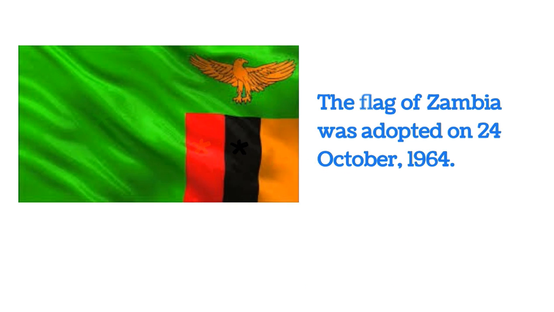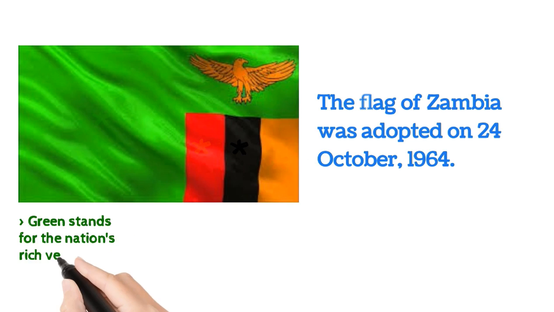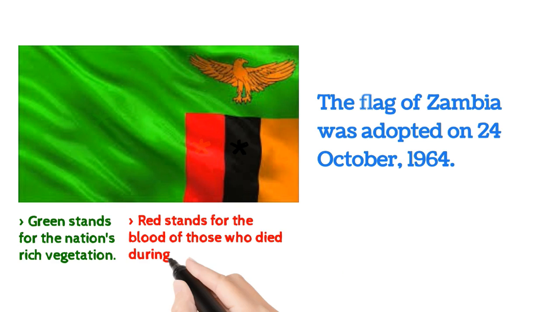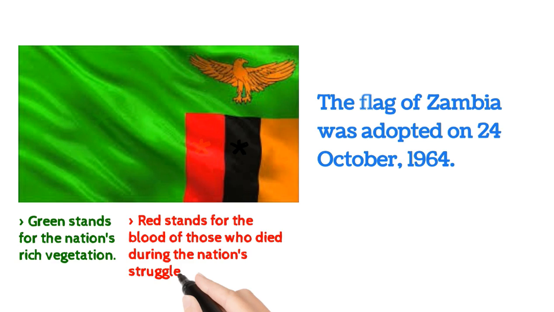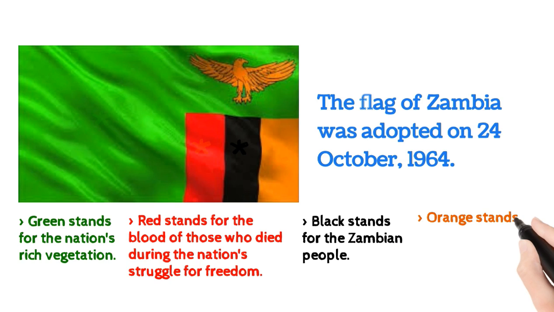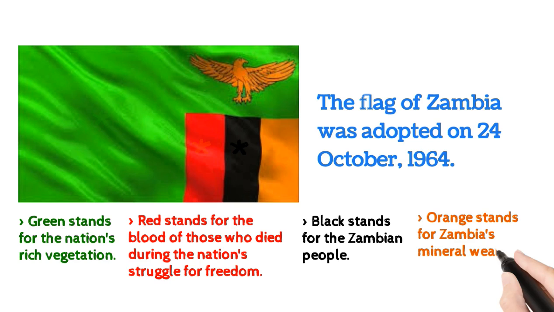The colors used in the flag of Zambia symbolize the following. Green stands for the nation's rich vegetation. Red stands for the blood of those who died during the nation's struggle for freedom. Black stands for the Zambian people. Orange stands for Zambia's mineral wealth. Additionally, the eagle flying above the colored stripes represents the people's ability to rise above the national problems. In other words, it represents the prosperity of Zambia and her people.